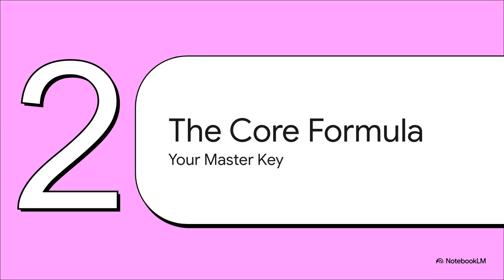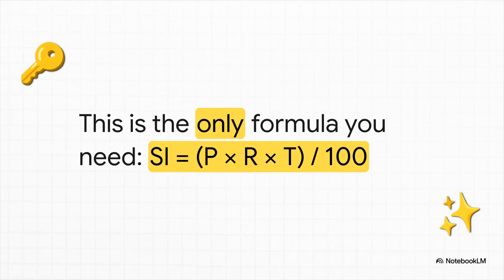All right, now for the main event, the part you've been waiting for. This is the one tool, your master key, that's going to unlock pretty much every simple interest problem you'll ever face. And here it is. This is the heart and soul of simple interest. Simple interest, or SI, equals P times R times T, all divided by 100.